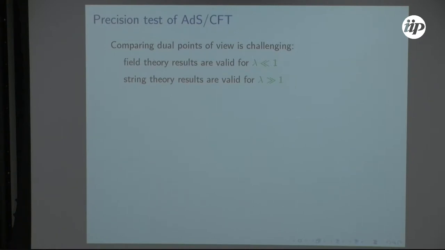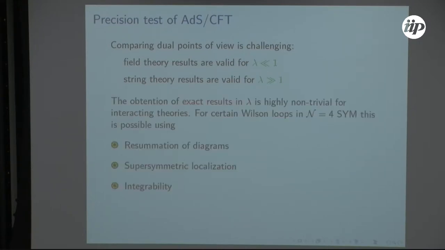So this is nice, but if you're interested in precision tests, so making explicit comparisons of field theory computation with some AdS/CFT prediction, is in general very challenging, because the field theory computations are valid in general perturbatively for a small lambda, while the string theory results, or the semi-classical approach at least, is valid only in the opposite regime. So if you are after this kind of precision test, what you need is to get exact results in lambda in this interacting non-abelian four-dimensional theory. This is very rare, so this is really difficult in general.